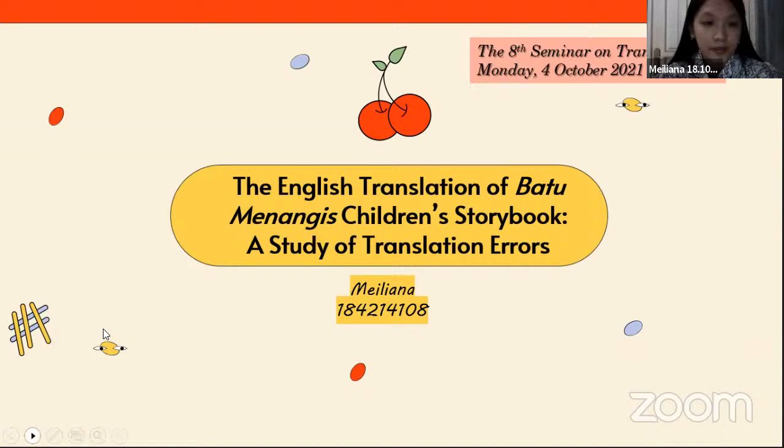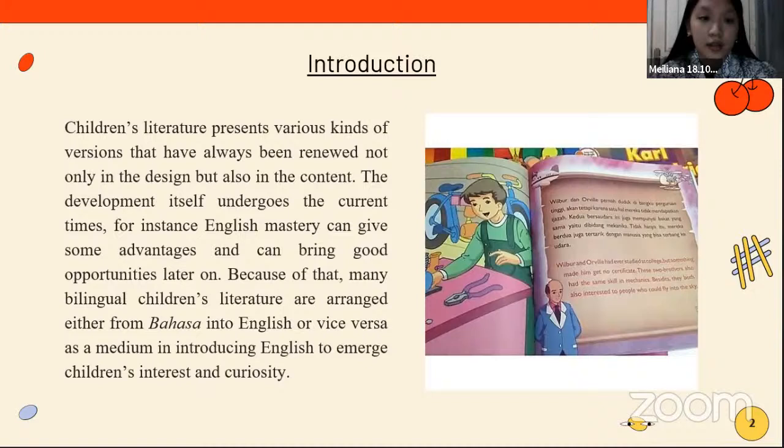Children's literature is a literary text that is targeted at children. There are various types. It can be in the form of prose, poems, folklore, fairy tales, fiction, and so on. Children's literature presents various versions that are always renewed and developed, and its development follows the current times. For example, we know that English has become the most spoken language in the world, and by mastering English, children can have great opportunities and advantages in their lives later on.